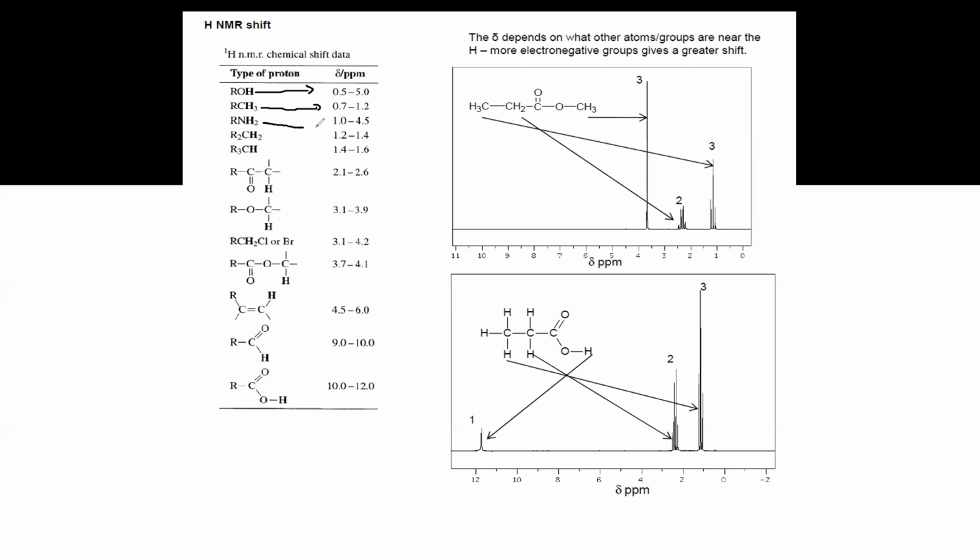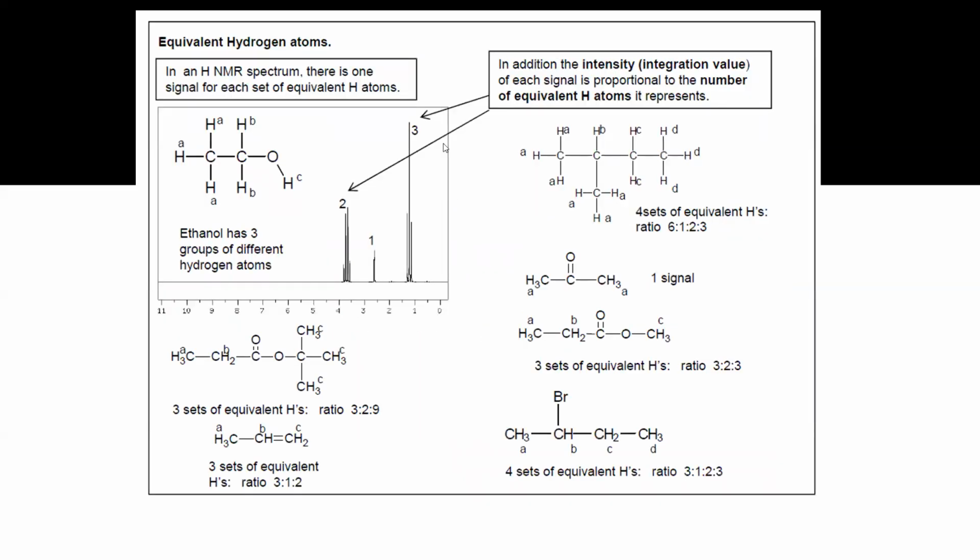If NH2 is there, which is at R, meaning alkyl, like a carbon chain is next to it, from 1 to 4.5. If an alkyl group, CH2 group is there, next to that is an alkyl group, so 1.2 to 1.4. If CH is there, next to that is the 3 carbon chain, then 1.4 to 1.6. But you don't have to memorize this. What you have to do is use a data booklet, and using a data booklet, you can work that out.